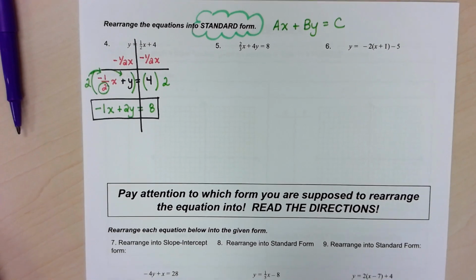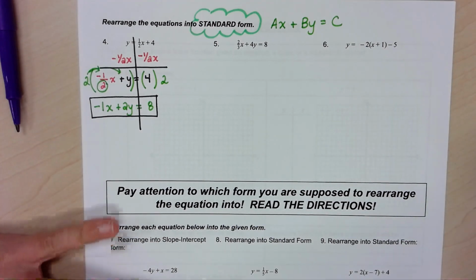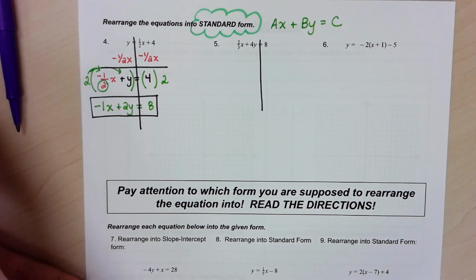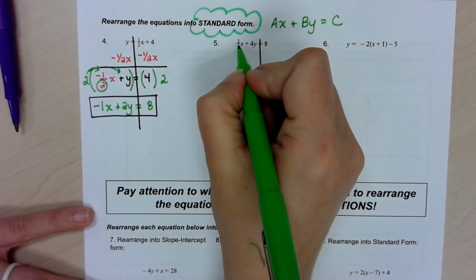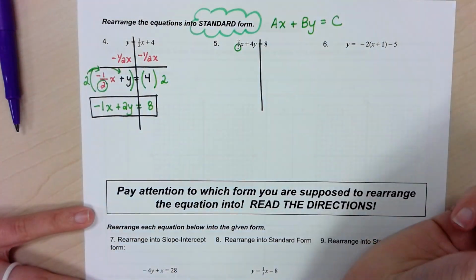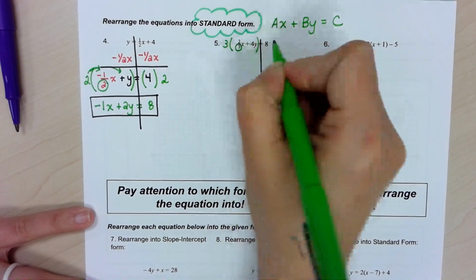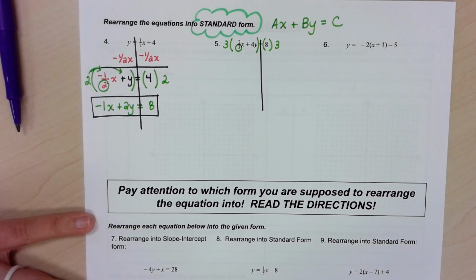Next, for problem number 5, again, we want the x and the y to be together, and we want no fractions. In this problem, the x and the y are already together on the left side. The issue that I see is that we have a fraction. So once again, we're going to focus on the denominator. If the denominator of your fraction is a 3, we're going to multiply by 3 on both sides.